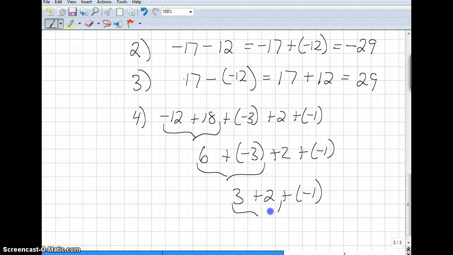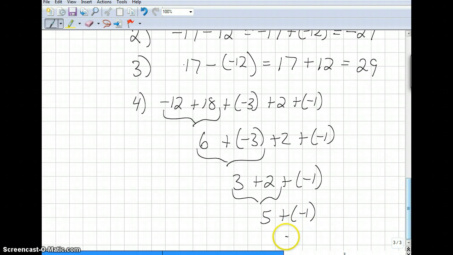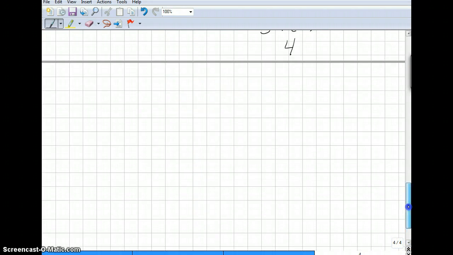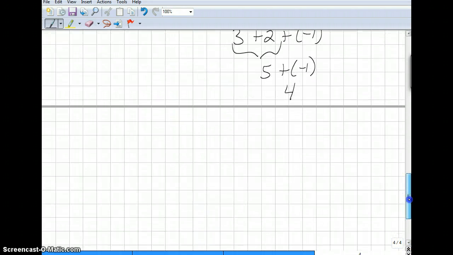Continuing on, left to right, this is going to be 5 plus negative 1. And that's going to give me a positive 4, because I have 4 more positives than I have negatives. Let's look at another example with absolute values involved.